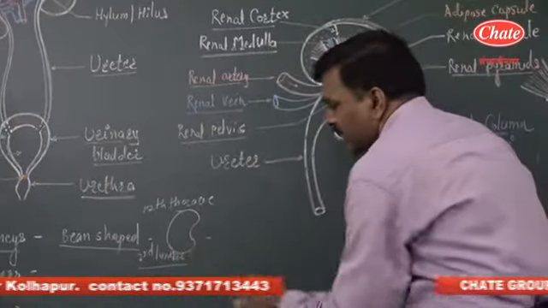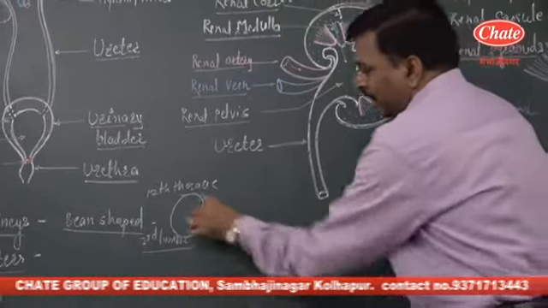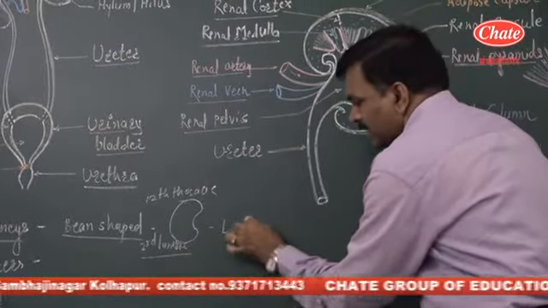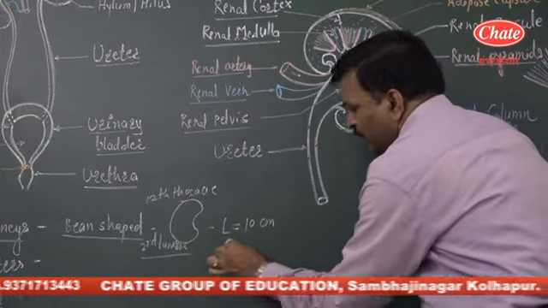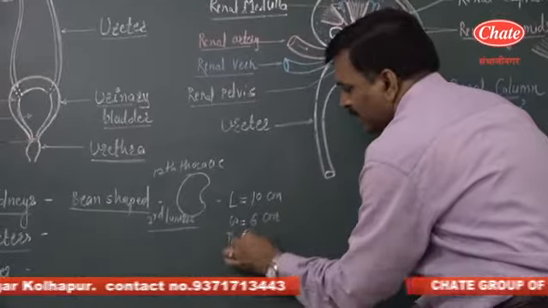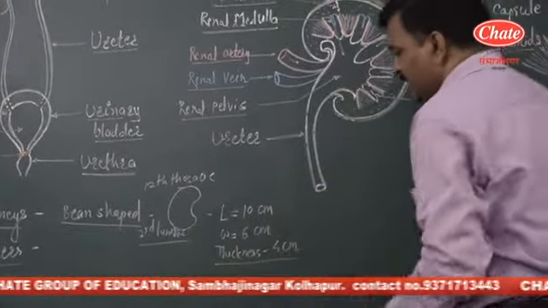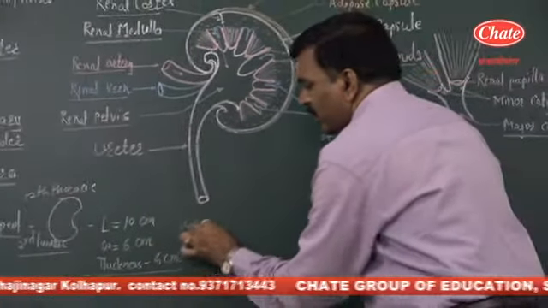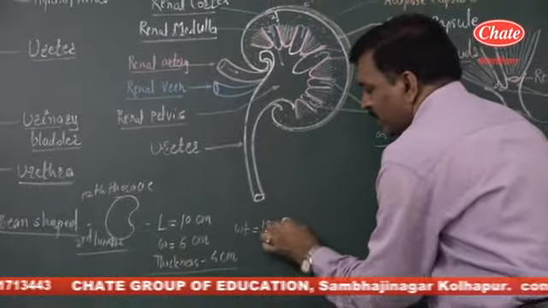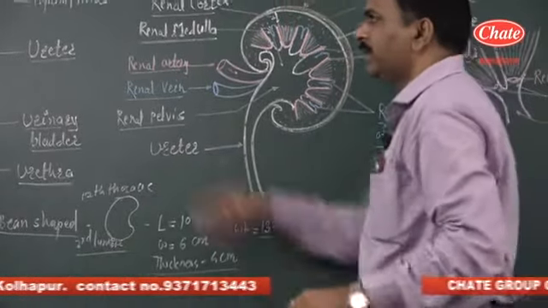The average dimensions of the kidney are: average length 10 centimeter, average width 6 centimeter, while thickness is about 4 centimeter. The average weight of each kidney is 135 to 140 gram.